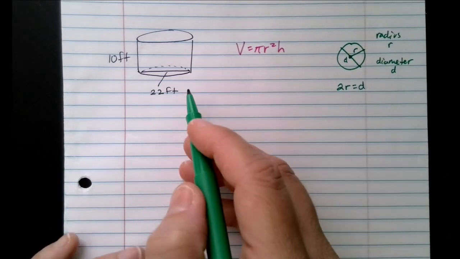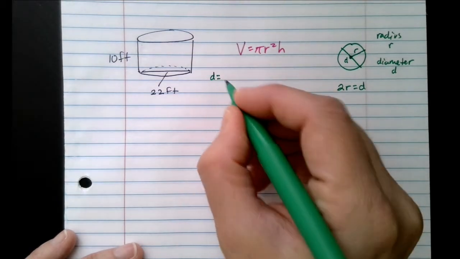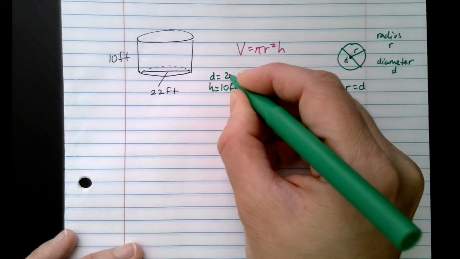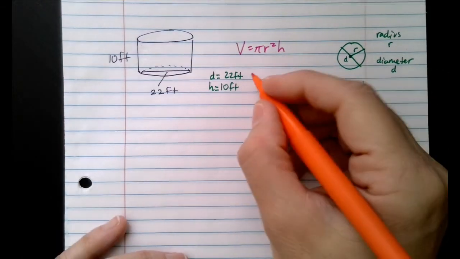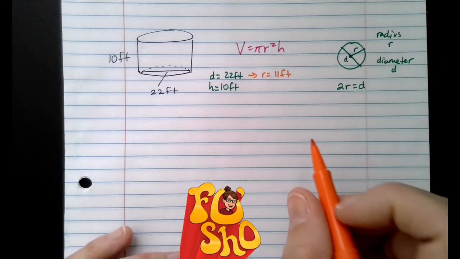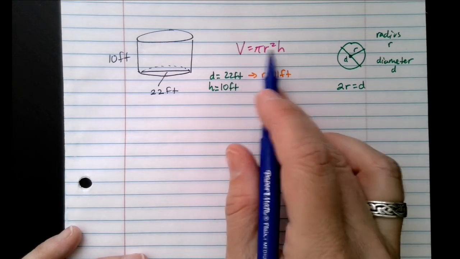So in this particular case, we know the diameter and we know the height. The height is 10 feet and the diameter is 22 feet. But if the diameter is 22 feet, that means the radius is 11 feet. Now we have everything we need to calculate our volume.